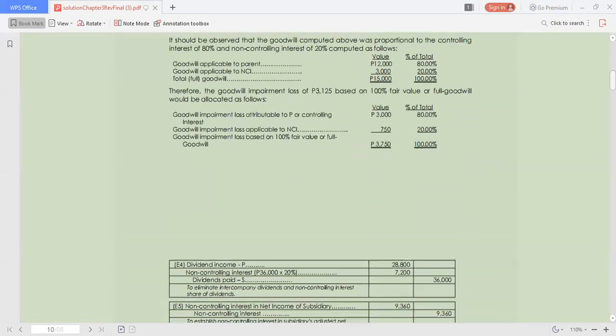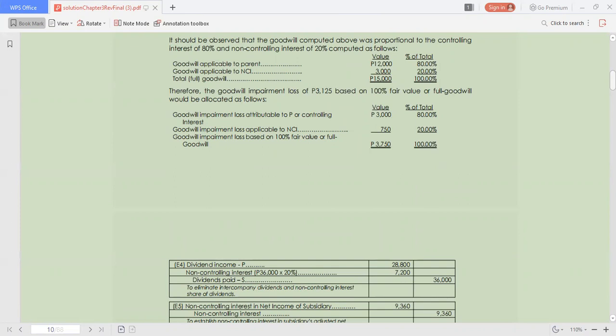Then, in entry number 4, debit to dividend income. S company, the subsidiary company, is giving dividends of 36,000. 20% of it will go to the non-controlling interest. So debit to dividend income, 28,800. That's for the parent. Debit non-controlling interest, 7,200. And credit dividends paid by S company.